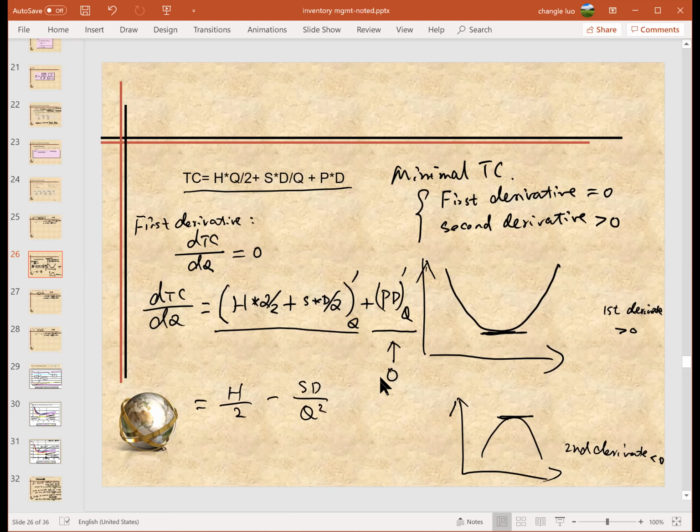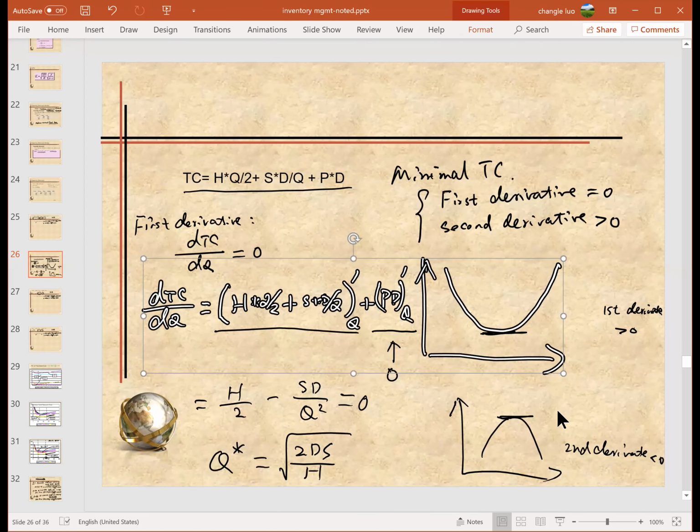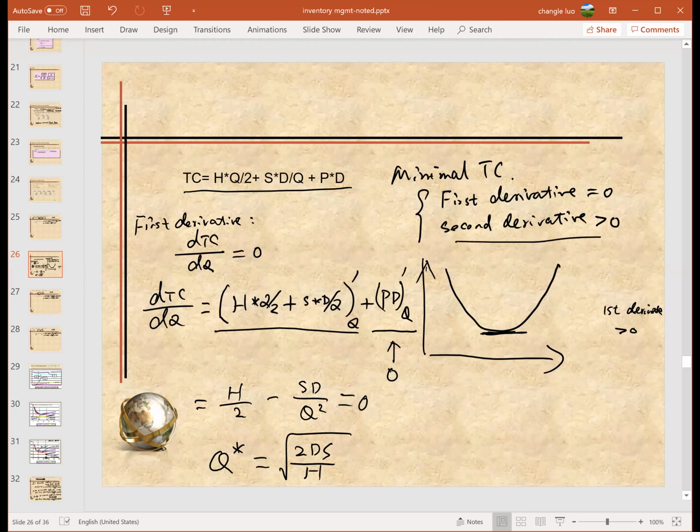And we set it equal to 0. We solve this for Q, and we find that Q star is exactly the same as before. So if this one is exactly the same as before, then we know that the second derivative, I'll skip that, I'll just tell you that second derivative.